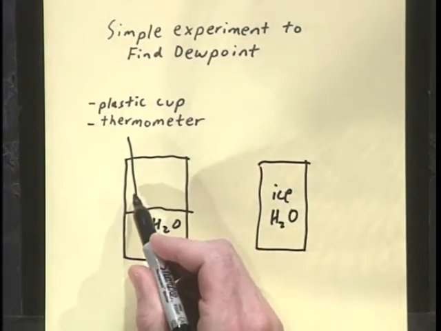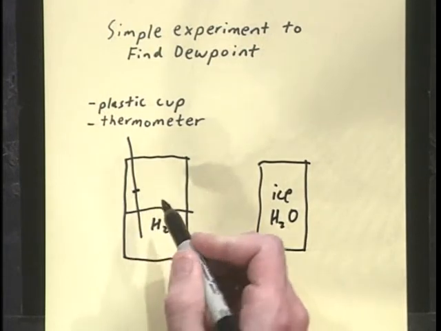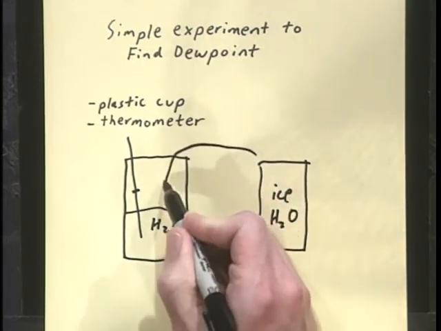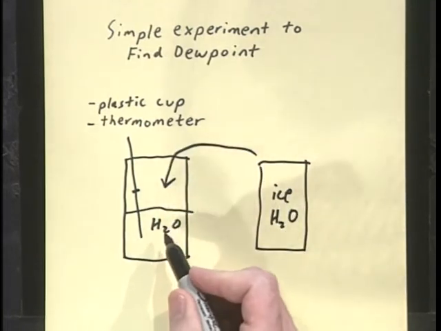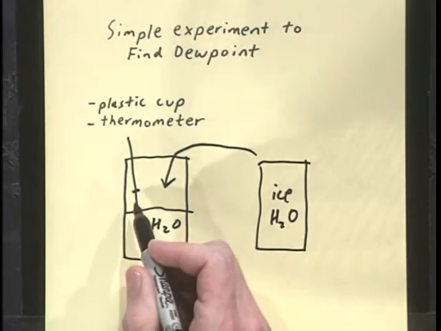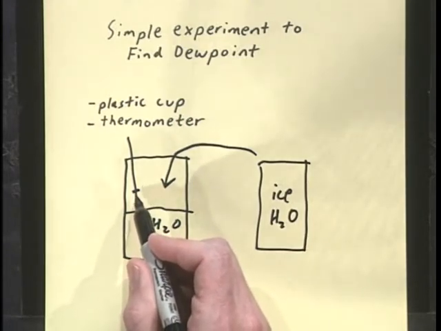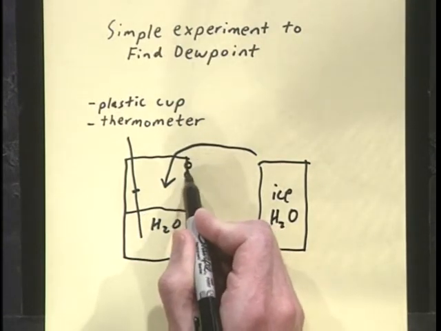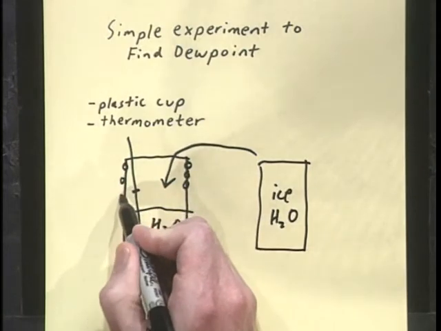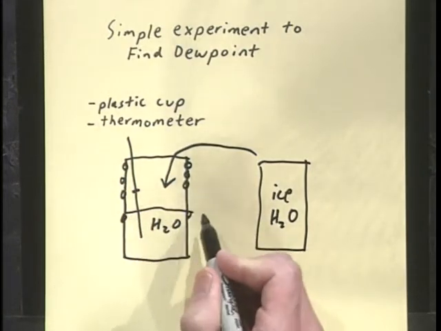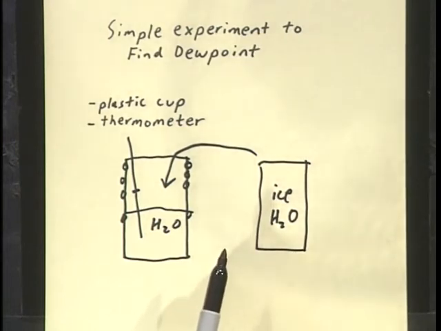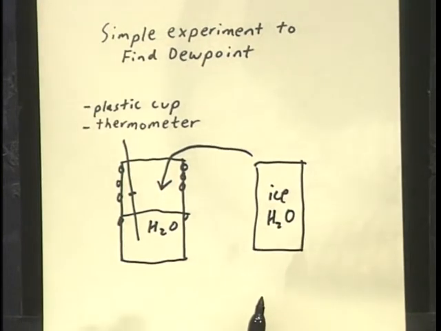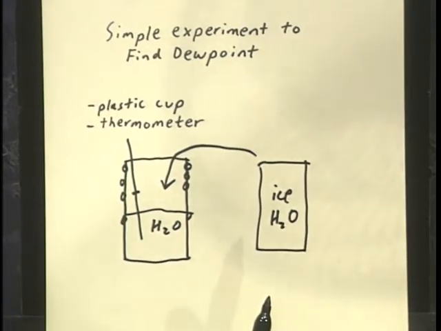And then see what the temperature is of the room temperature H2O, and then gradually add ice water into this water here. And as you do that, the temperature is going to cool down. Keep looking at the thermometer and notice how much the temperature cools down. Once you start to see the condensation starting to form on the cup, that is an indication that you have reached the dew point value. So this is a simple experiment that you can use to find what the dew point value is.